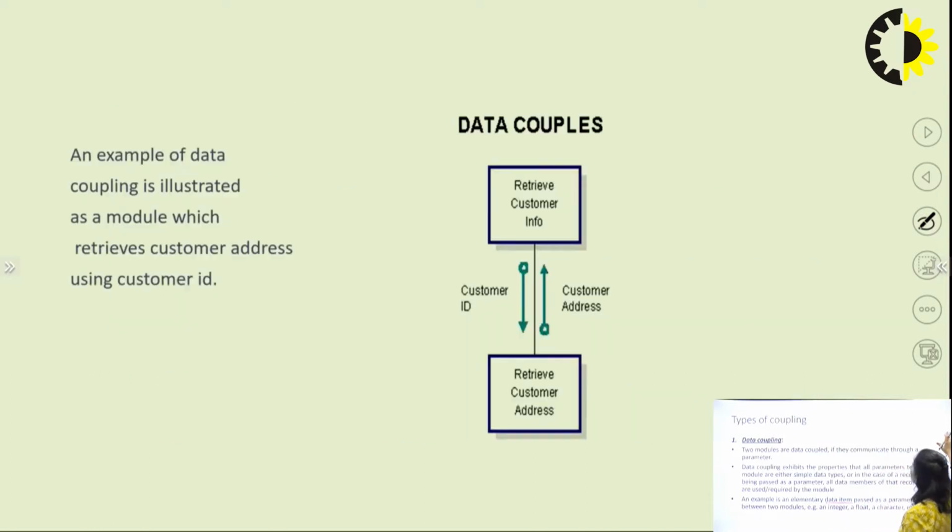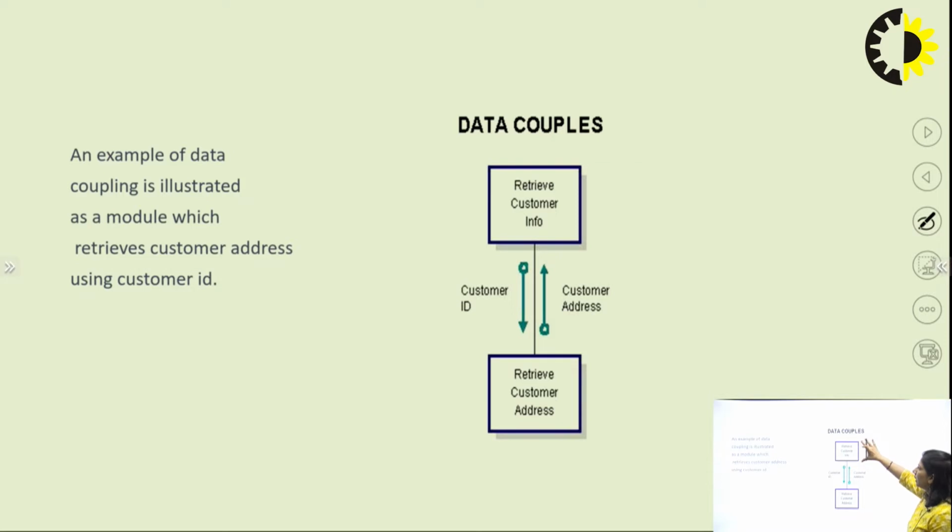See, look here. Here is one module, here is another. Now, how do we retrieve the information? When we have to retrieve the information, we will send the customer ID. Then back we will receive the customer address. Here we are coupling. The data coupling is here. It retrieves a customer address using a single item. So this kind of coupling is known as data coupling, and it is loosely coupled. It is coupled with one single data item.